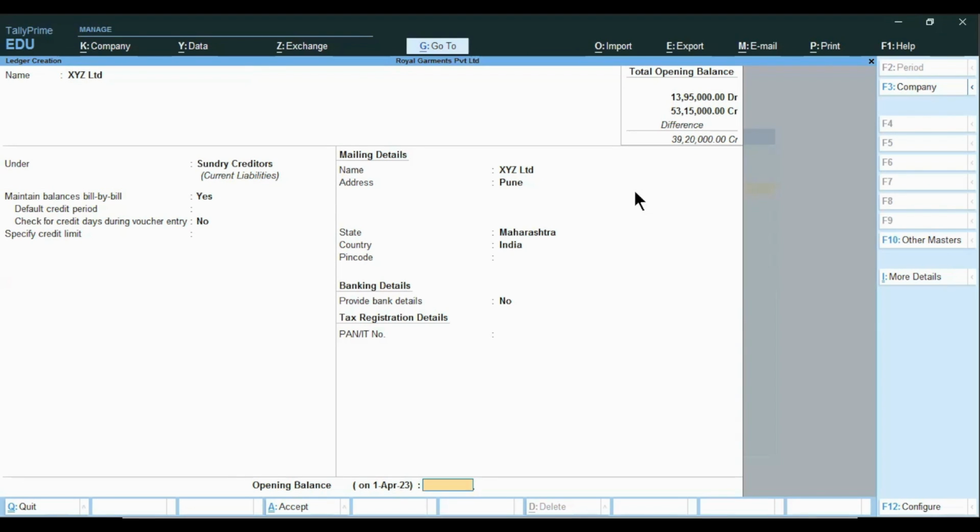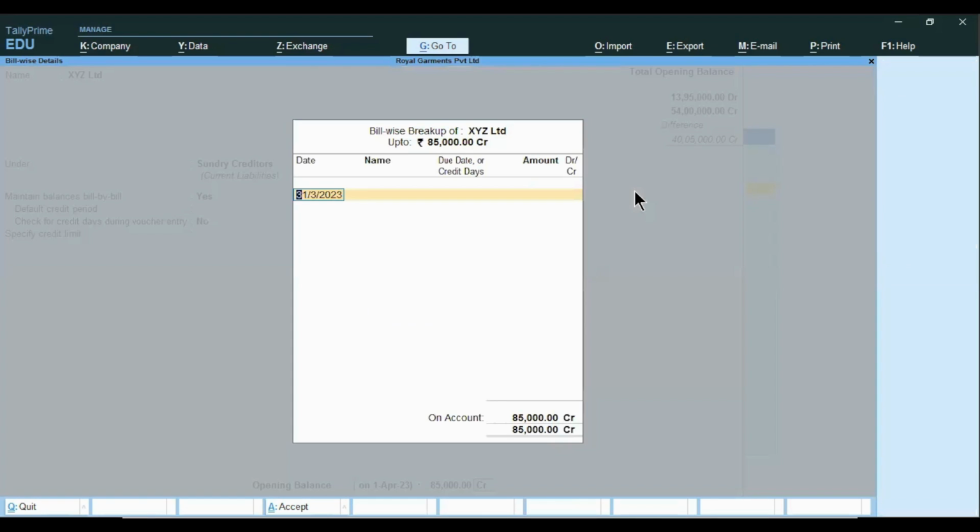And here we need to give opening balance. As on 1st of April, the outstanding amount was 85,000. Suppose XYZ Limited already sold goods to us. We have purchased goods from XYZ Limited of 85,000. Enter. While creating debtors or creditors ledger and putting opening balance, it goes to a second screen where it asks for the allocation or breakup of that total outstanding amount.